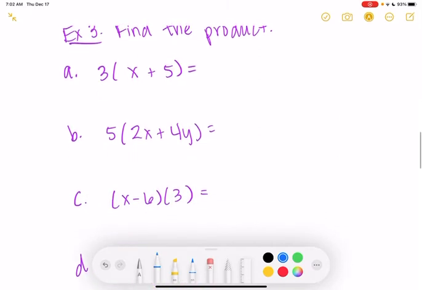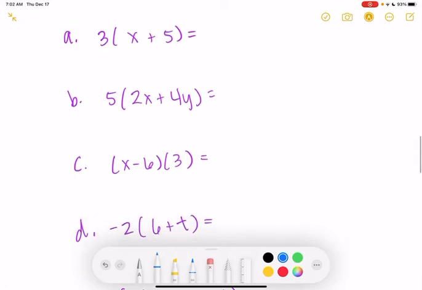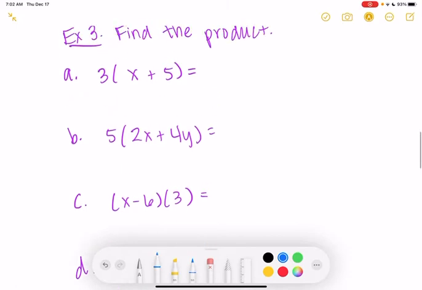Go ahead and try, well, let's do the first one together. No, I do want you to go ahead and try them. I think you can do it. Okay, try those first 3. Hit pause, come back when you're ready.